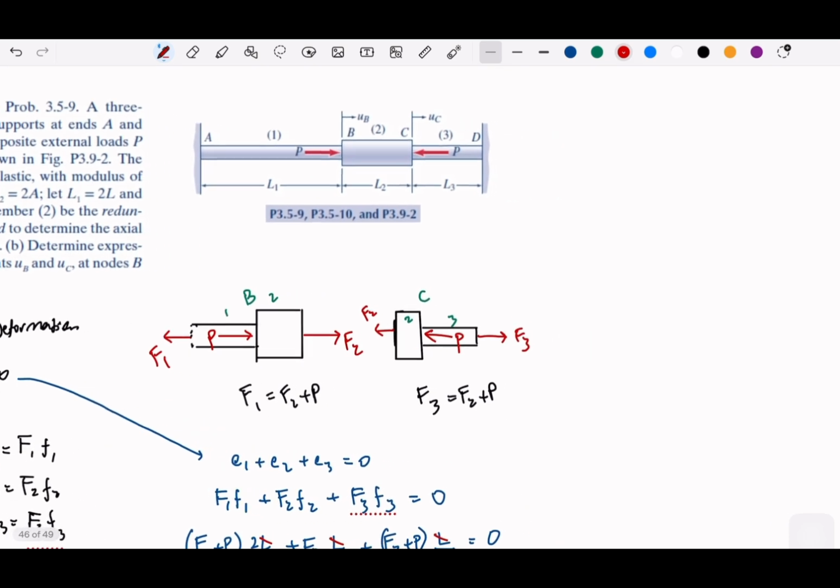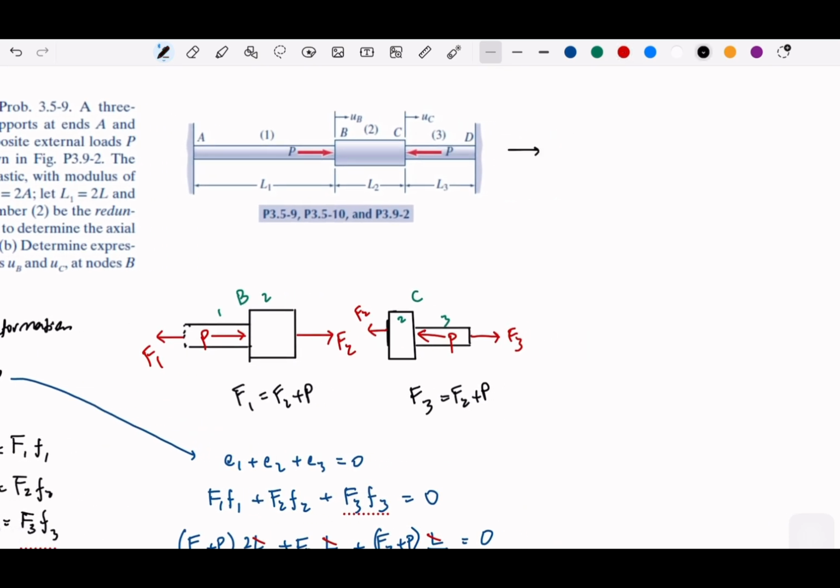So UB, we can see from here that UB is equal to E1, and UC, since it is increasing on the element 2, element 3 is decreasing, but we can agree that in elongation 3 it should be negative UC, right? So our UC is negative E3.